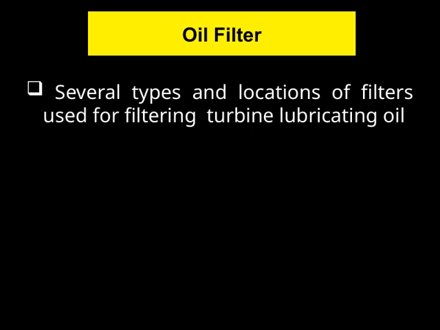As you can see, oil filters play a crucial role in maintaining the cleanliness of the oil, which is essential for the smooth operation and longevity of the turbine. Different types of filters are employed depending on the specific requirements, such as the level of filtration needed and the location within the system. These filters are strategically placed at various points in the lubrication system to ensure contaminants are effectively removed before the oil circulates through critical components.